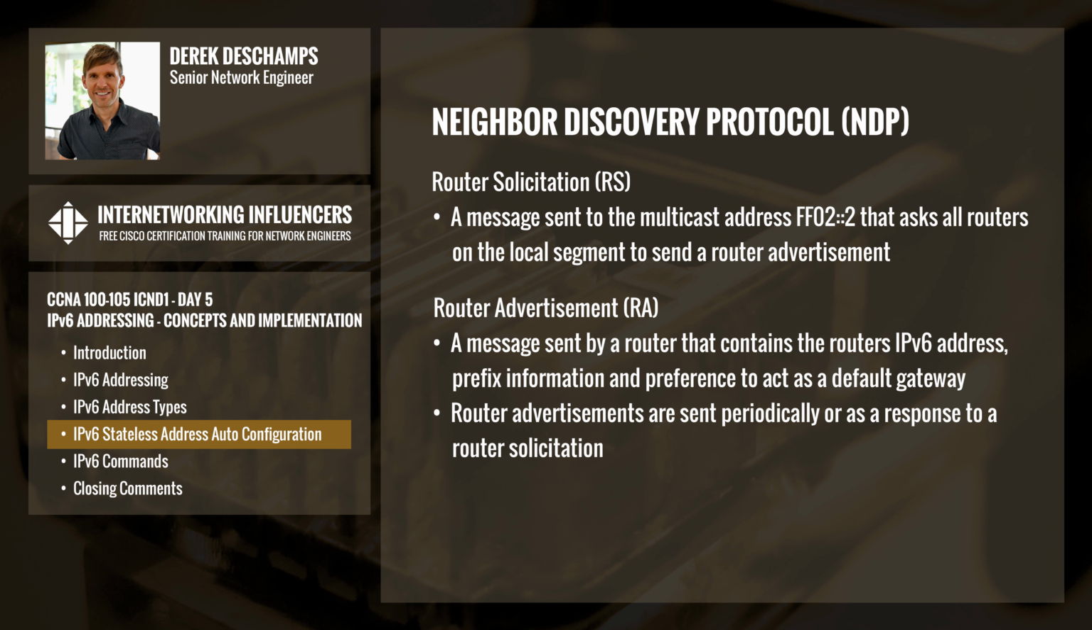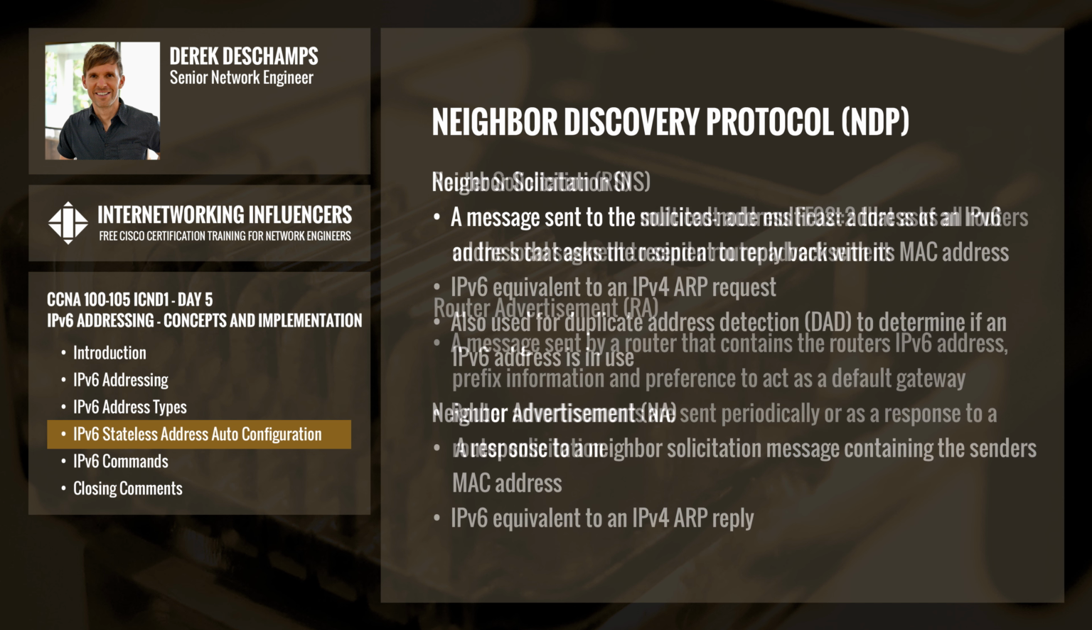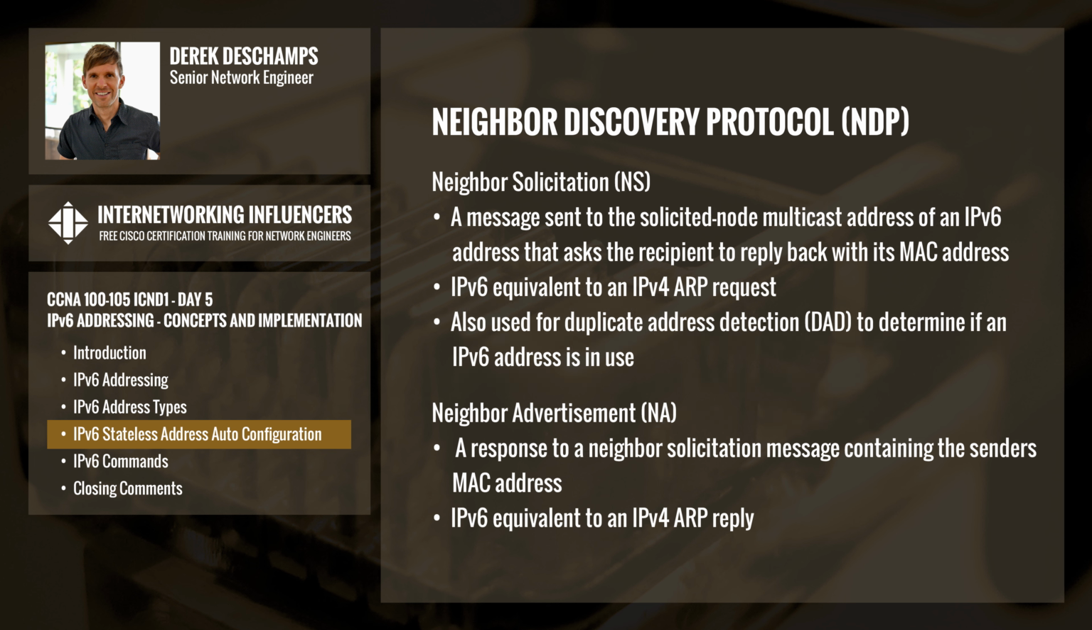A router advertisement, or RA message, is a message sent by a router that contains the router's IPv6 address, prefix information, and preference to act as a default gateway. Router advertisements are sent periodically or as a response to a router solicitation. Neighbor Discovery Protocol also consists of 2 other types of messages.